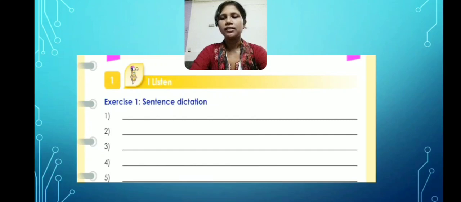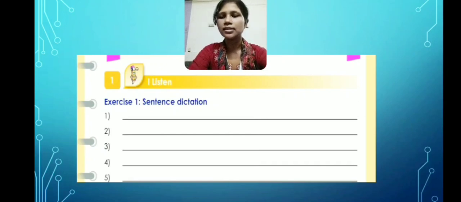Number 1. The hungry dog wandered from one street to another. The hungry dog wandered from one street to another. Full stop. Let us move forward to the second sentence.